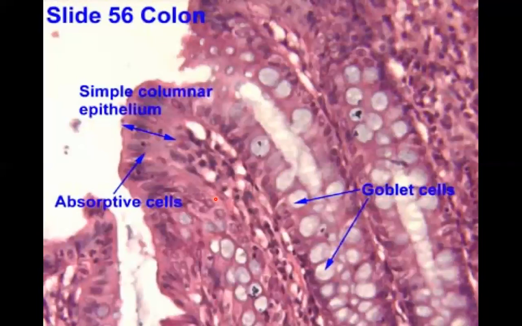The crypts of Lieberkühn in the large intestine will be more numerous. And of course in some regions they become deeper. When we reach the rectum, the crypts of Lieberkühn become deeper. Also the muscularis mucosa is inner circular, outer longitudinal. Submucosa is the same, containing the mesenteric plexus.